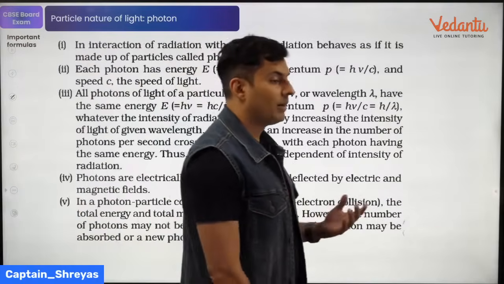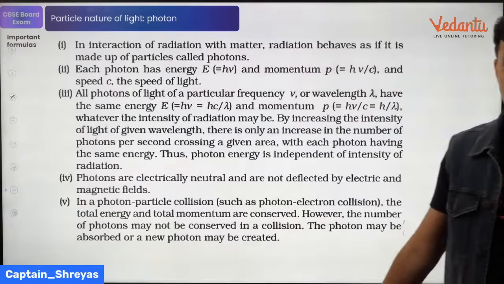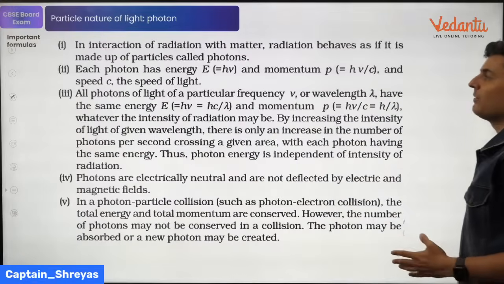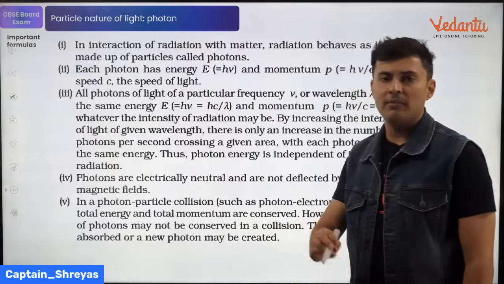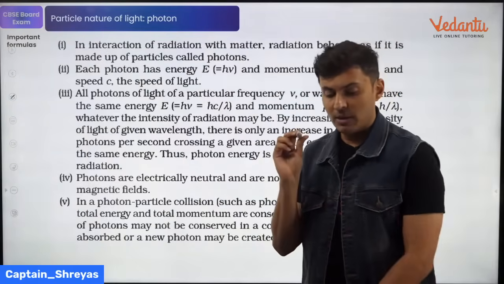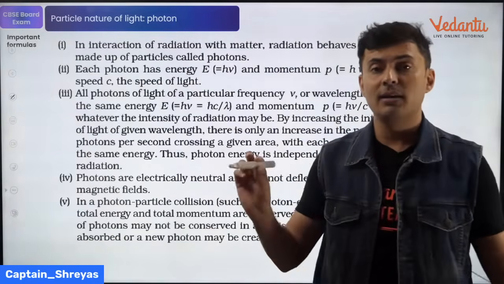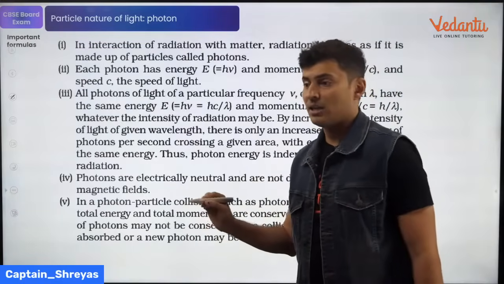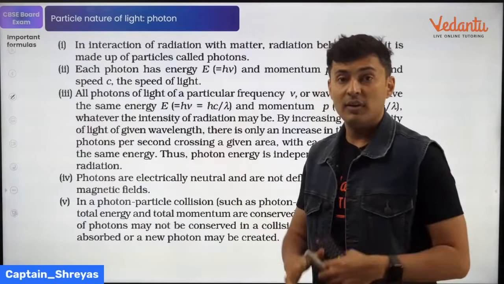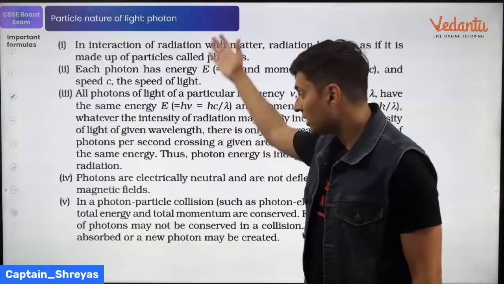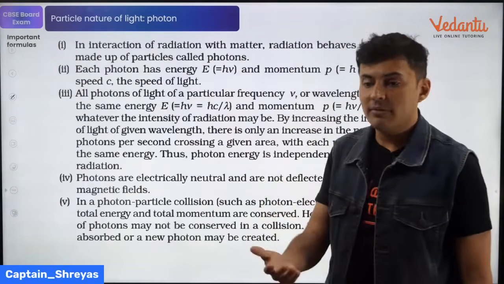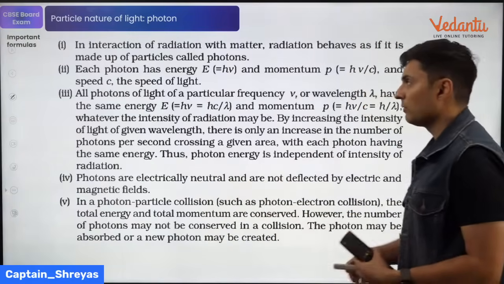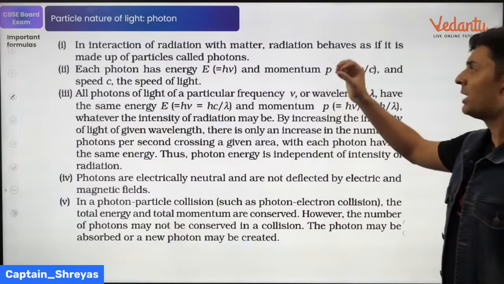Now, different properties of light and basically photons. There is a paragraph given in your NCERT. Learn each and every one of them by heart. They can give you a question: what are the different properties of a photon? List at least 4 or 5. If it's a 5-mark or 4-mark question, for each point you might get half a mark or 1 mark, depending on the marks of the question.